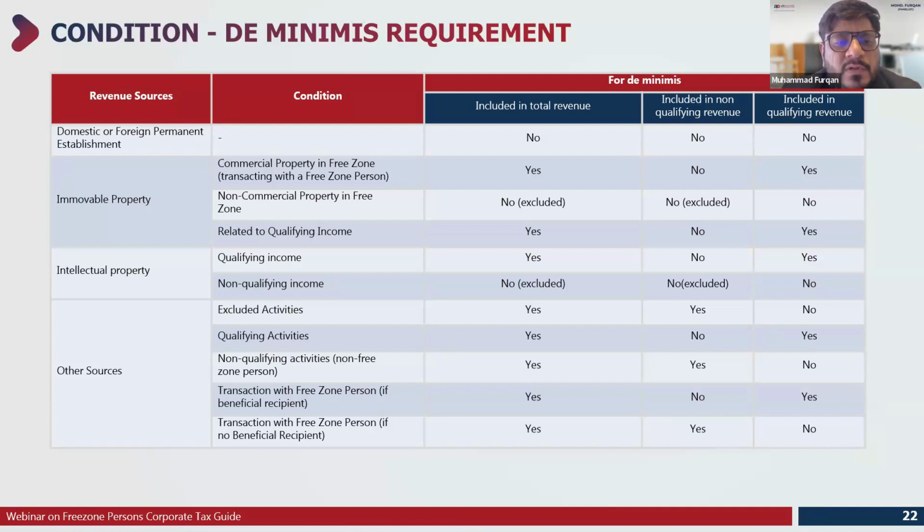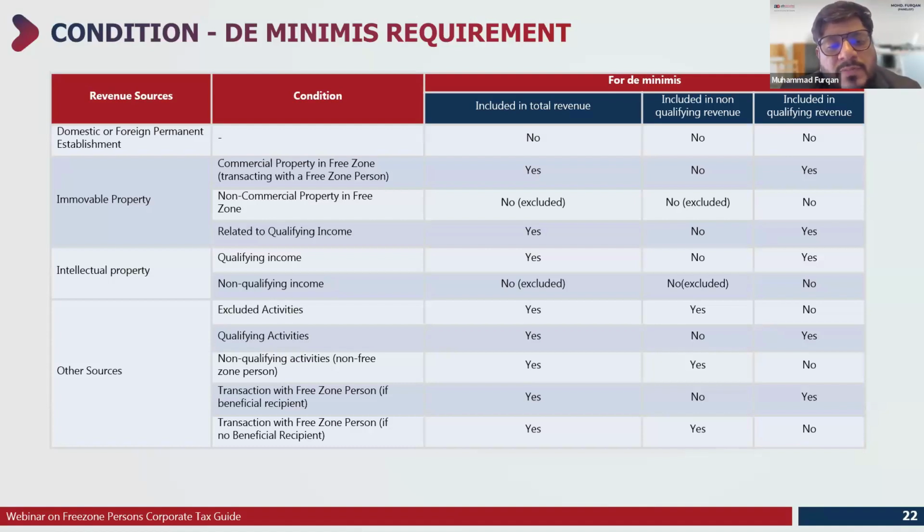And in case of revenue from qualifying income from immovable property, this will also be included in total revenue and will not be included in non-qualifying revenue. With respect to intellectual property, qualifying income from intellectual property, the revenue will be included in total revenue and will not be included in non-qualifying revenue.